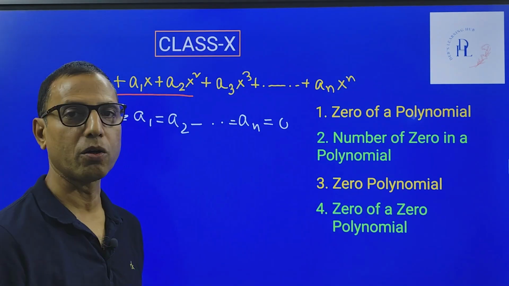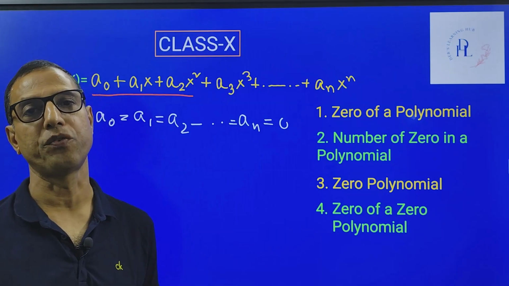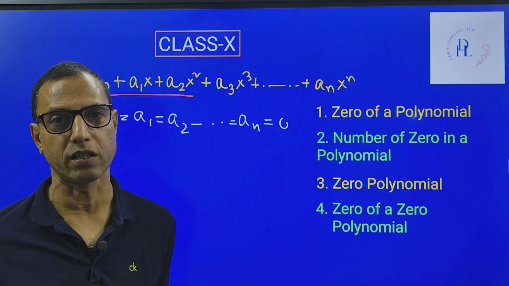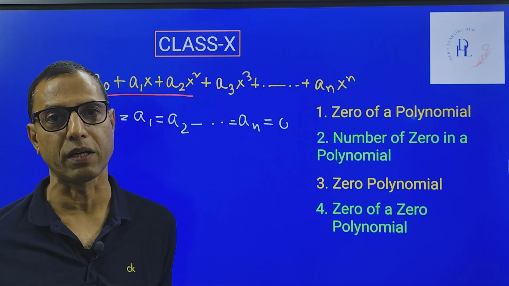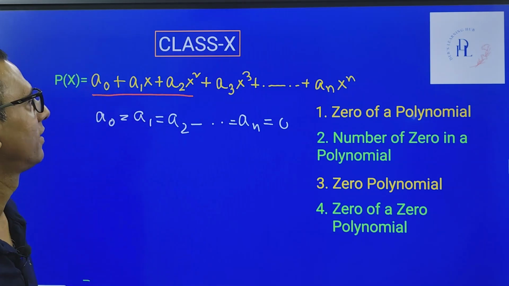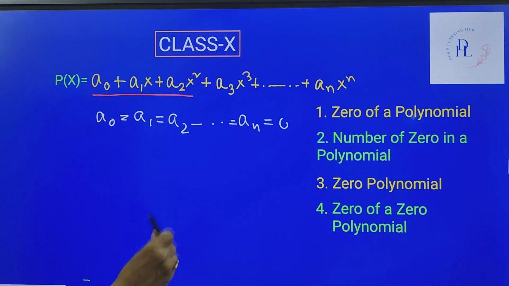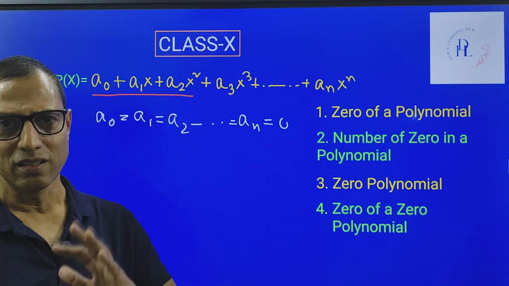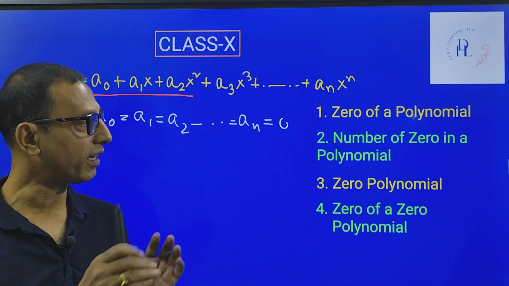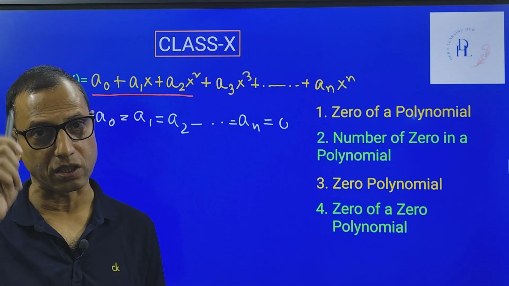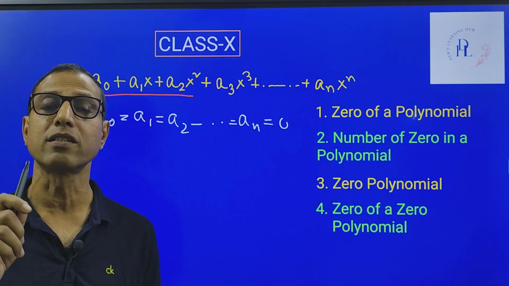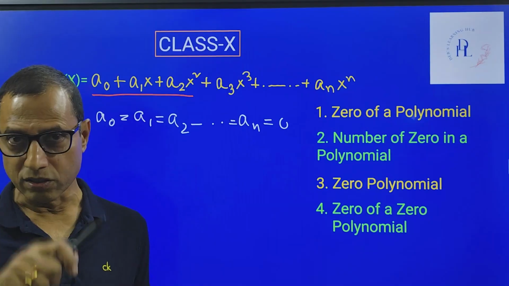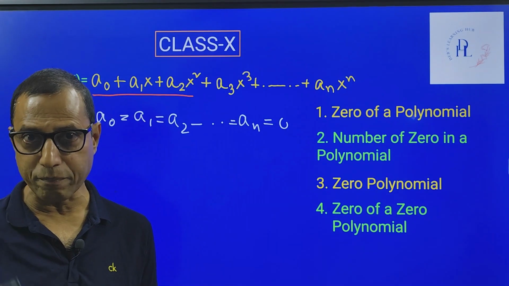And zero of the zero polynomial, the value of the variable is undefined, because there is no variable at all. The entire polynomial becomes 0. Got it? So you may have a question from any of these 4 topics, just tweaking the questions. And graphical representation to find the number of zeros in a polynomial is a very, very important one. There the equation will not be given, you just need to see for how many points.